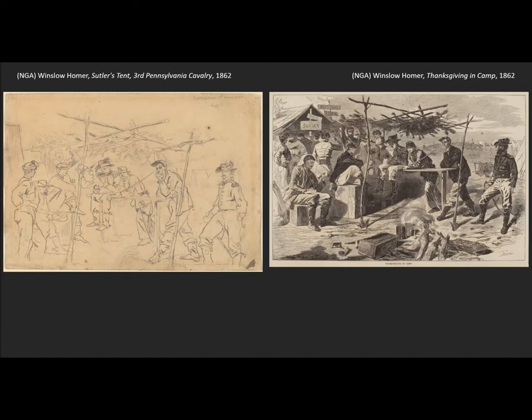And the titles that he gives them. Originally, it's more documentary: Sutler's Tent, 3rd Pennsylvania Cavalry. When it becomes a print, it becomes Thanksgiving in Camp. He adds a little narrative to it to make it a little bit more nostalgic.